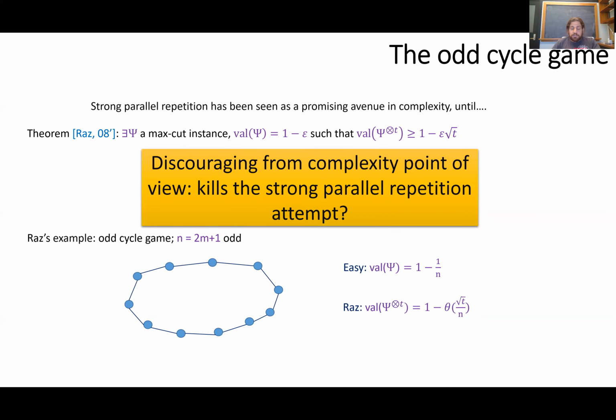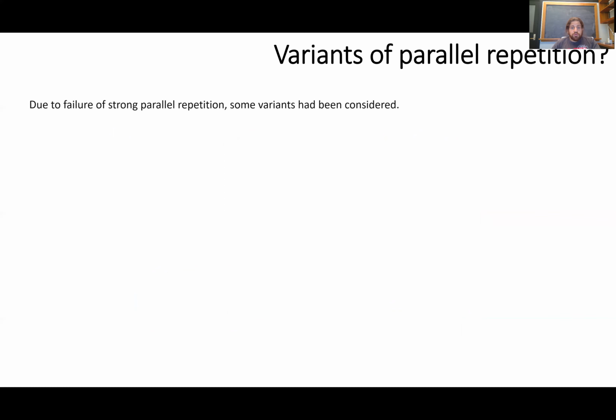And yeah, indeed, this is kind of discouraging, but still one can look at variations of parallel repetition and maybe some other ideas in order to try to remedy the situation. And this is indeed what people did. So people considered some variants of parallel repetition as well as some special classes of graphs in the hope that maybe this will be enough to show this connection between the max-cut conjecture and UGC.